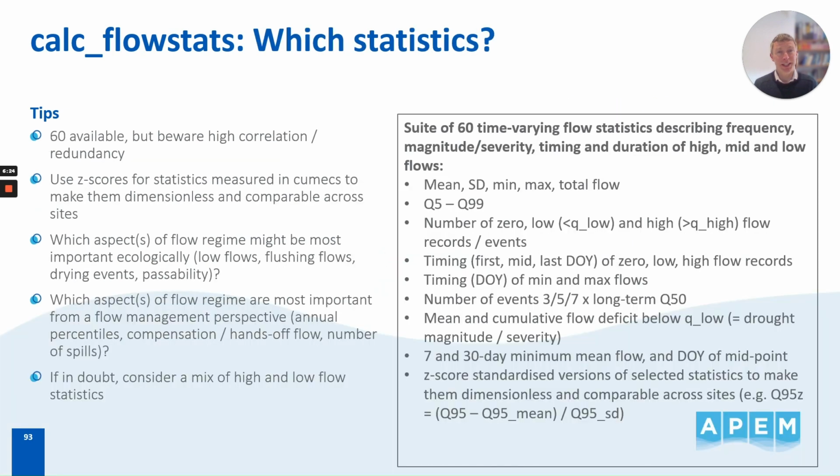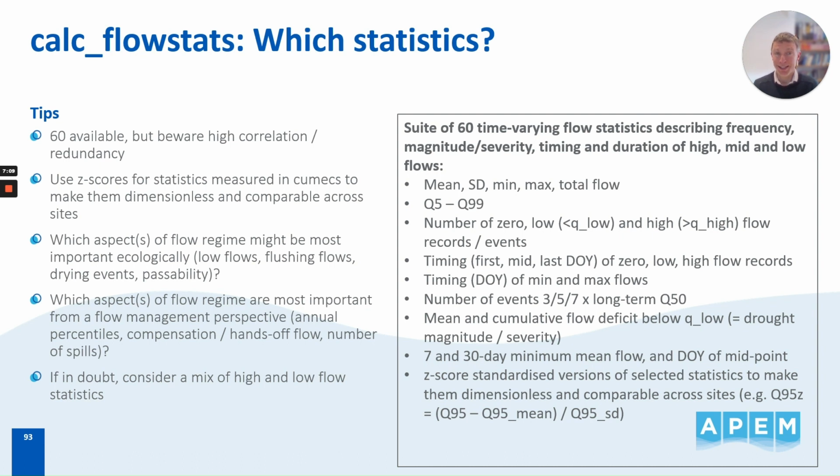As well as thinking about the time window, how wide or short it is and which parts of the year it covers, we then have another choice to make in terms of which flow statistics we choose to use from the calc flow stats function. You may remember that the function provides us with a very comprehensive and diverse set of 60 flow statistics for each of those time windows. Those range from very simple statistics such as the mean, or minimum and maximum flow, different percentile flows, and also statistics which describe the frequency and duration of high and low flow events, and also the timing of events through the course of the year.